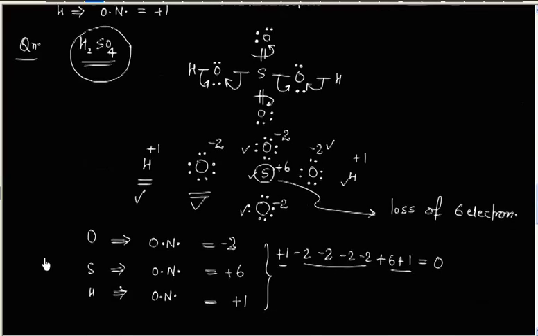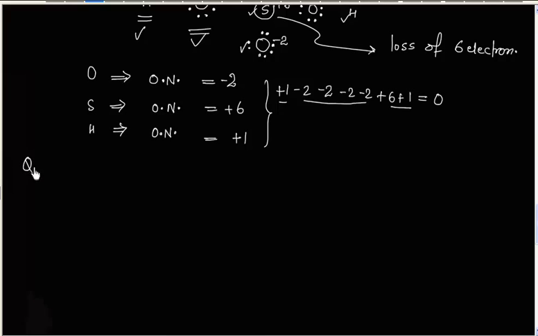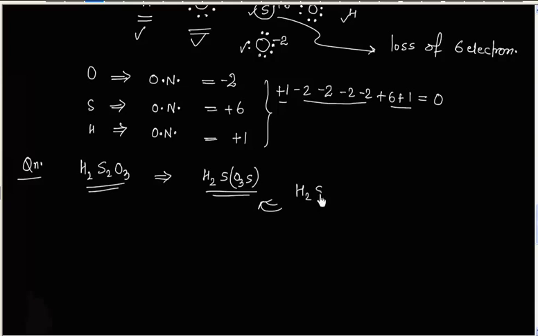Now let us try another molecule. We have H2S2O3. Now writing the Lewis dot structure for H2S2O3 is slightly tricky. This can be written as H2SO3S. It looks like this molecule can be derived from H2SO4. The only thing is, we have to replace one oxygen with sulfur.